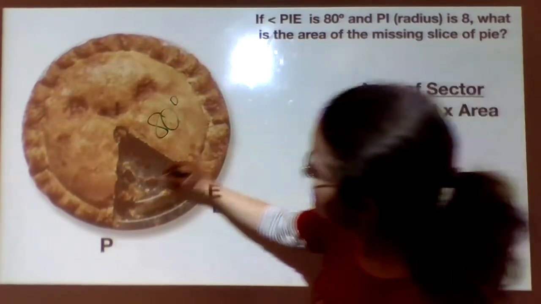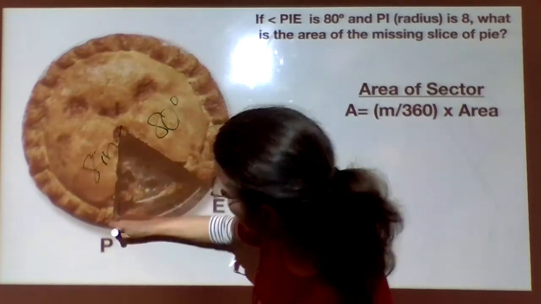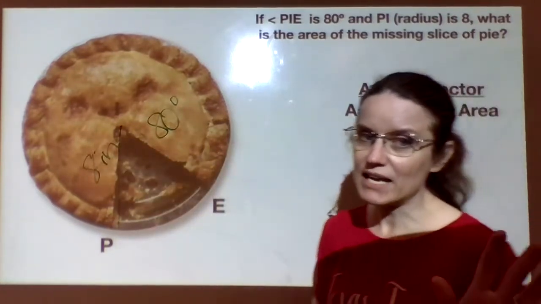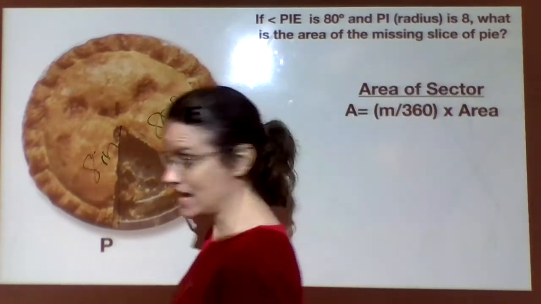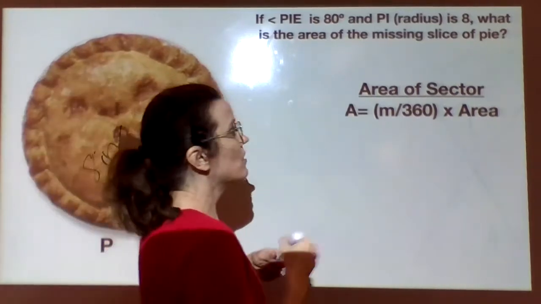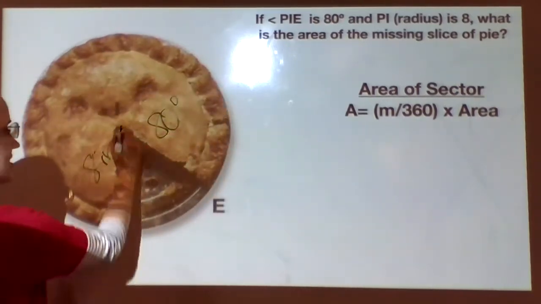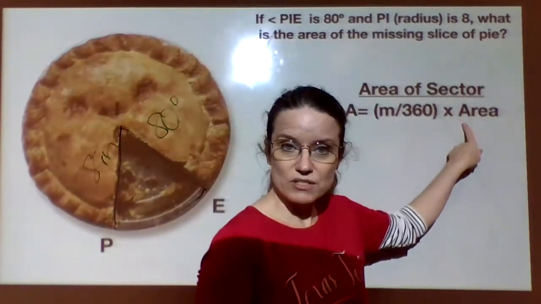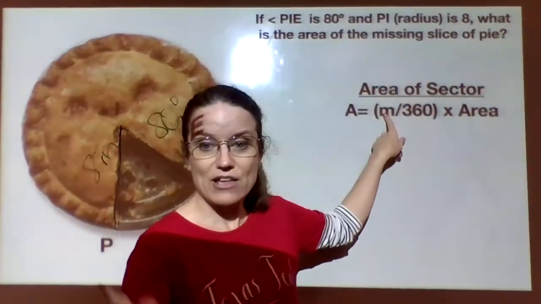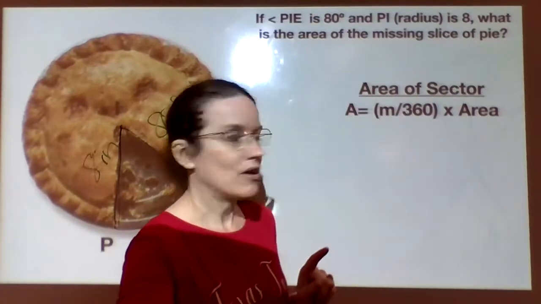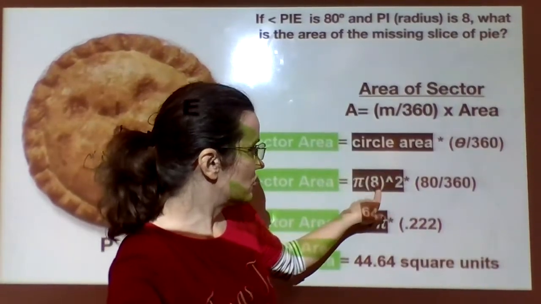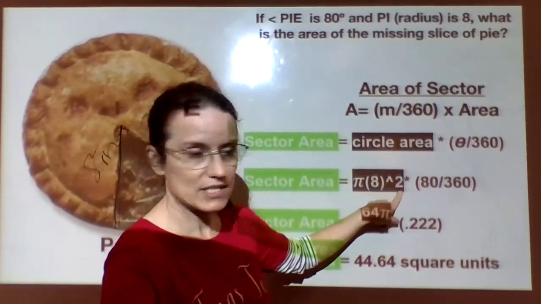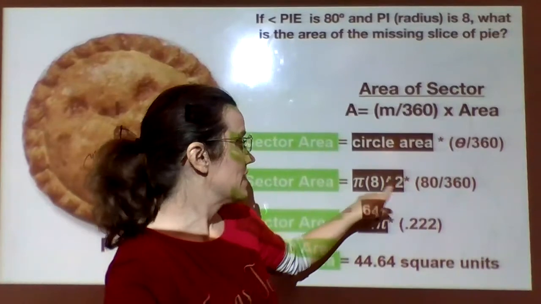The radius, this is an 8-inch pie. Normally I make 9-inch pies, but in this case, apparently I bought an 8-inch pie. And I want to know the area of this sector that got taken out. So I'm going to need to find the area of the whole circle and then the fraction that is gone. So the area of my circle is going to be pi times my radius squared. My radius was 8.